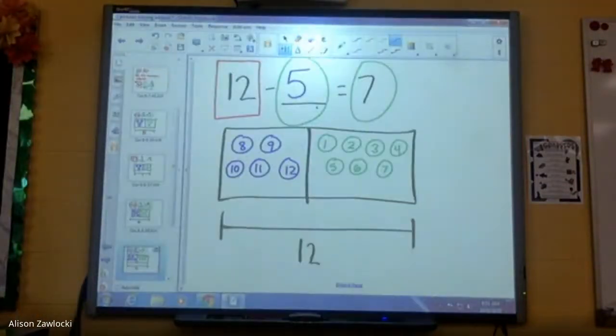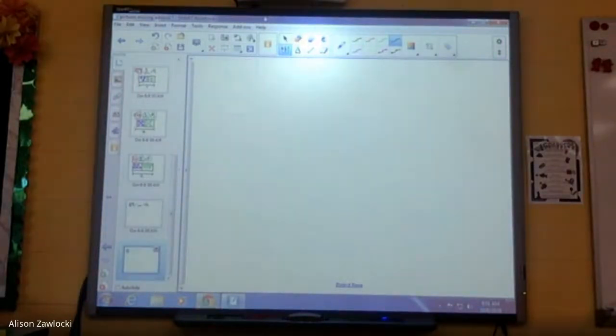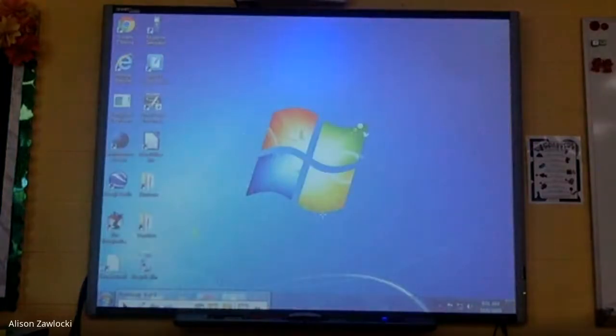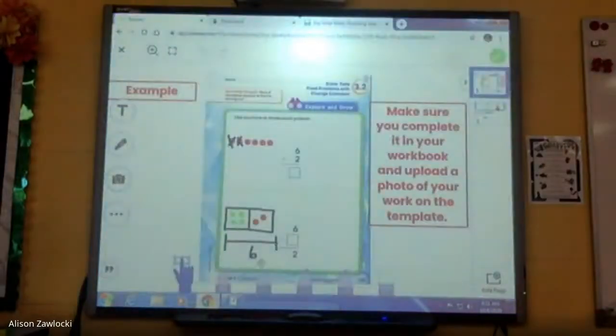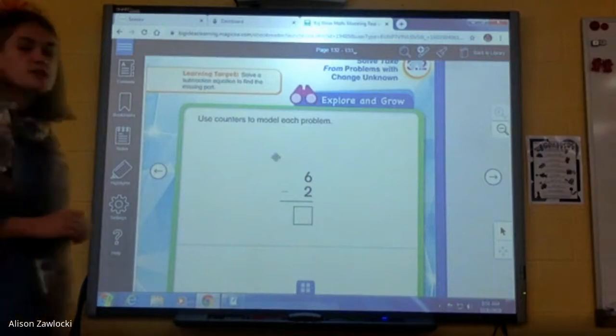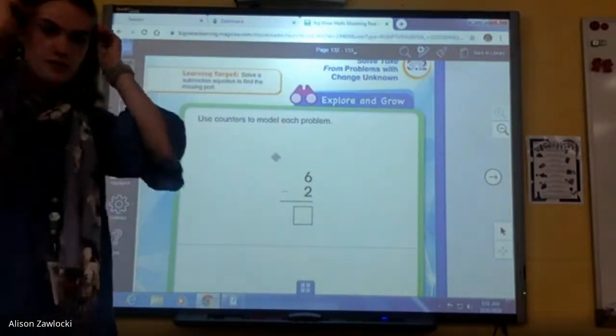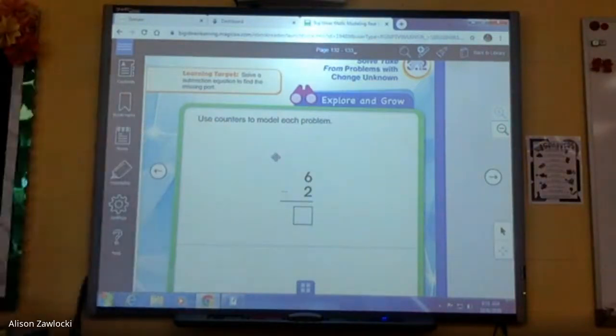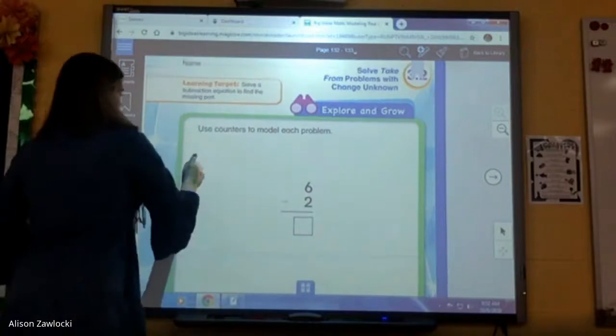I'm going to now show you what you're going to be doing in your Big Ideas book today. So I'm going to make my screen transparent and go to Rome. Okay, so this is page 132. You'll be doing pages 132 and 133 today. Let me make sure my marker's working.